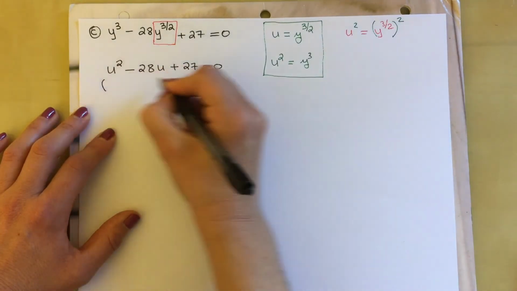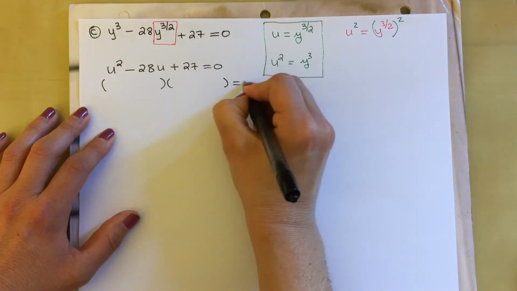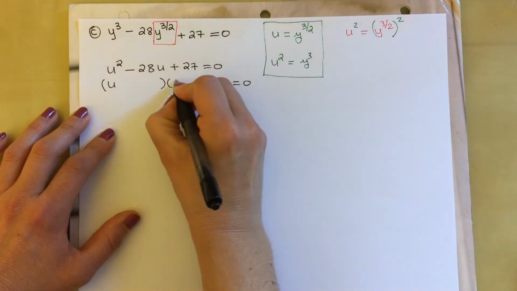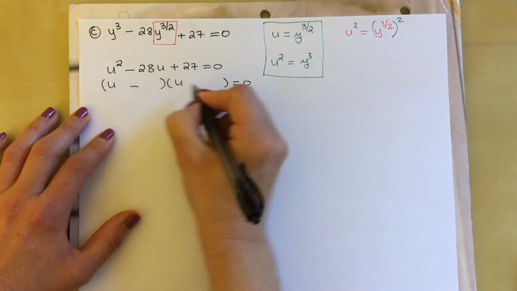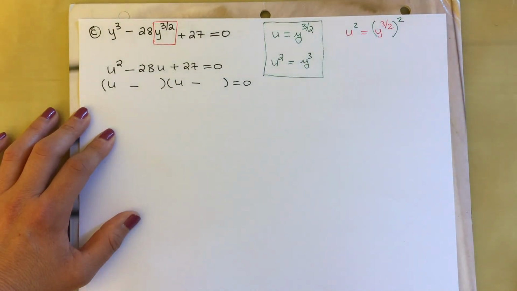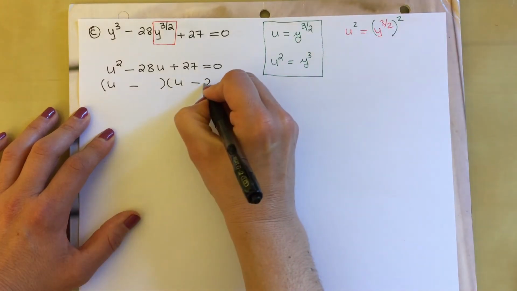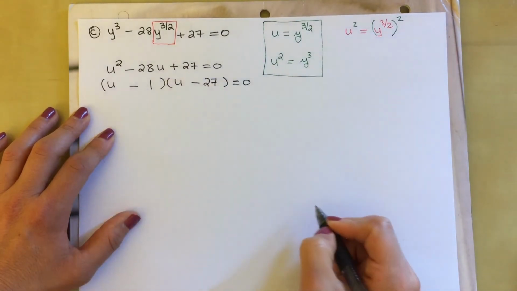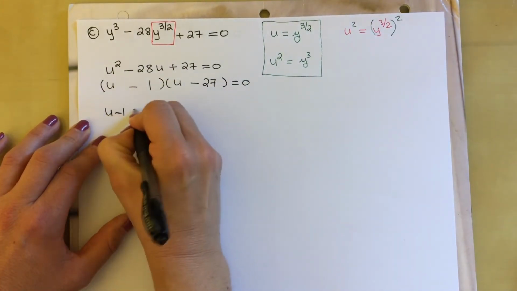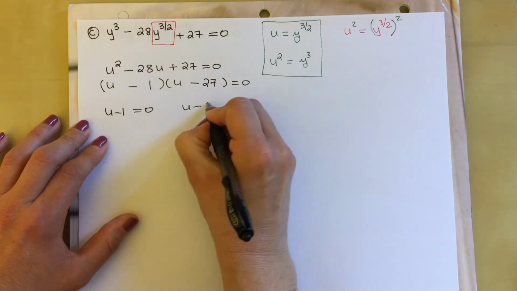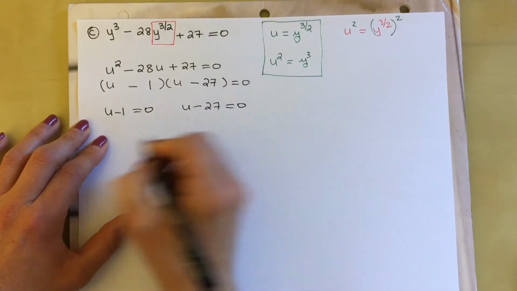We know how to factor. We know that it's u. Signs are both negative. The only way to get negative 28 is to use 27 and 1. Set each factor equal to 0. Solve.